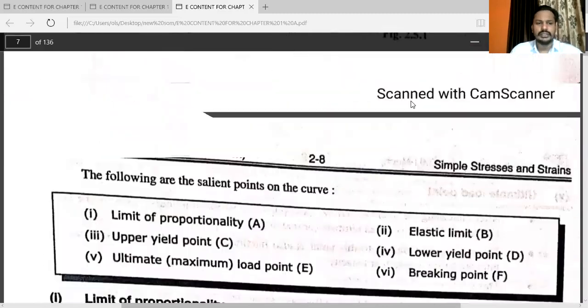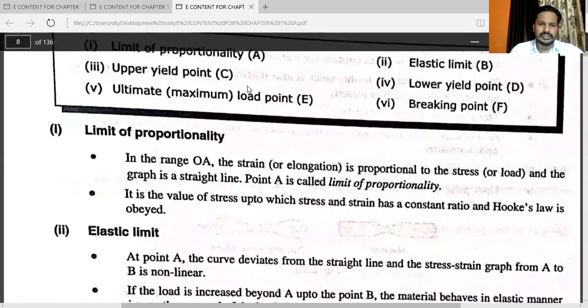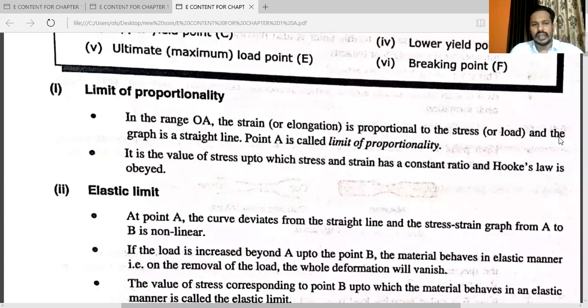All points are given. See here, the first point is A. It is the limit of proportionality. In the range of OA, the strain or elongation is proportional to stress and the graph is a straight line. Point A is called the limit of proportionality. It is the value of stress up to which the stress and strain have a constant ratio and Hooke's law is obeyed. That is the limit of proportionality.